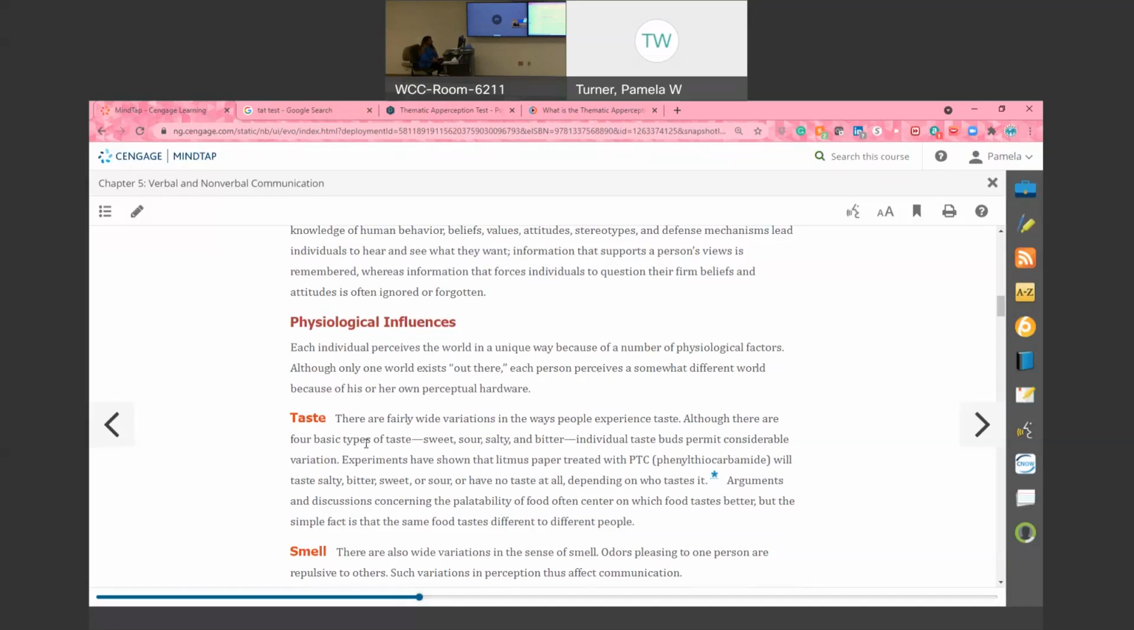Arguments and discussions concerning the palatability, the taste, often center on which food tastes better. But the simple fact is that food tastes different to different people. So I absolutely adore macaroni and cheese. I love old-fashioned macaroni and cheese where I slow bake it and it's crispy on the top and juicy and cheesy and gooey. And when I pick it up, it's almost like the cheese and the macaroni have formed into one. Oh my God, that's so good.